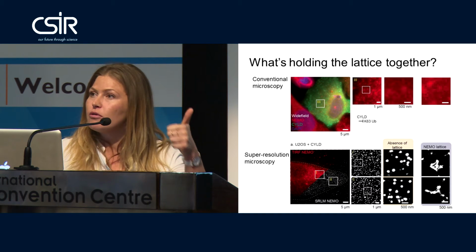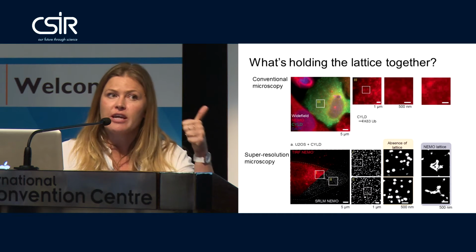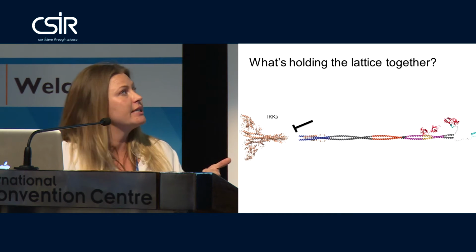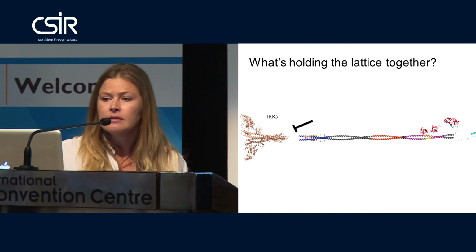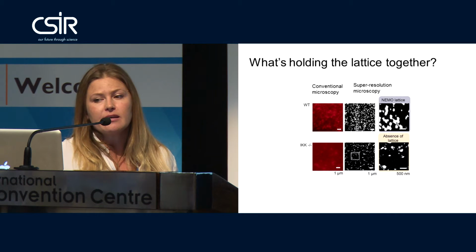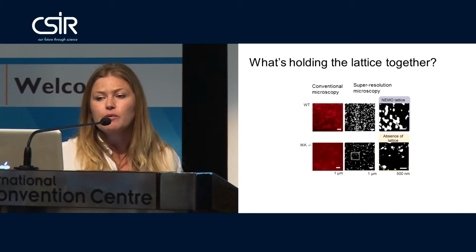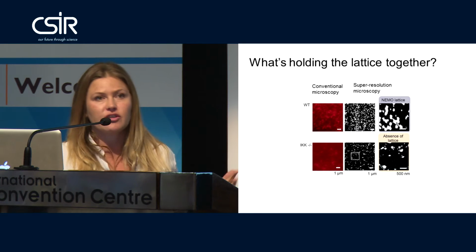So now we know one rule. We know that we were right. We know that the ubiquitin chains are holding these things together. We did a second experiment on the other side where we inhibited the IKK beta binding. And what you can see here is compared to cells that make this beautiful lattice structure, when we remove IKK, that lattice structure is destroyed.